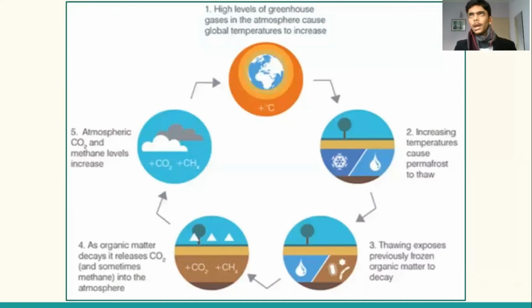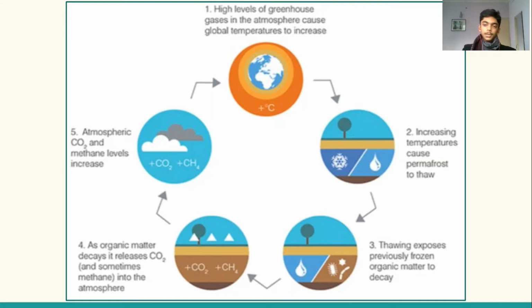Okay, now there is a negative feedback loop. There's another thing. First I would like to tell you about this example. High levels of greenhouse gases in the atmosphere cause global temperatures to increase. All right, fair enough. Increasing temperatures cause permafrost to thaw. Permafrost is essentially dead animal and plant matter which had been frozen for a very long time due to the presence of ice in the polar regions. And due to the lower temperatures, they always remained frozen.